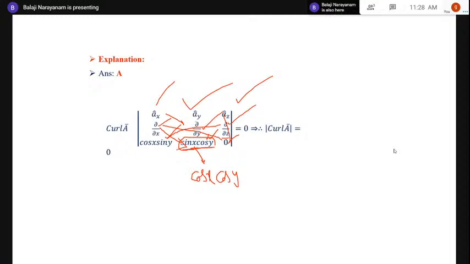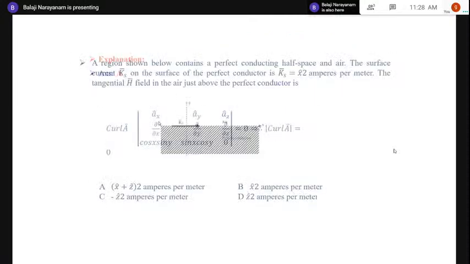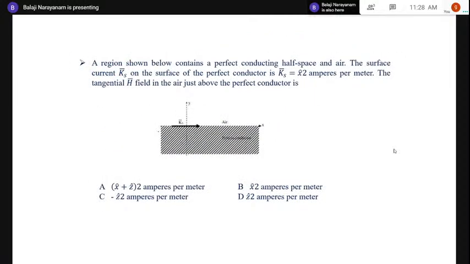Similarly, minus dou by dou y of cos x sin y. So cos x is independent of the variation of y, hence cos x, dou by dou y of sin y is cos y. So cos x cos y minus cos x cos y is equal to 0. Hence the entire curl of A is 0. So that is the answer here. Simple problem, so nothing more required.